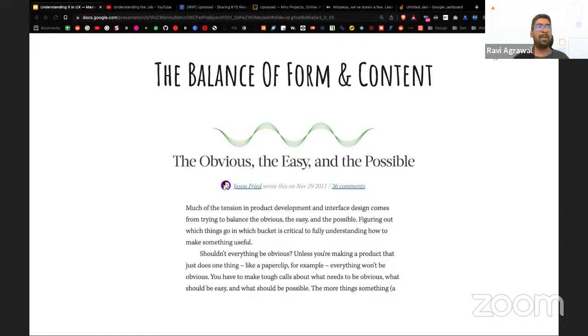So the balance that we maintain is by asking ourselves, is this the most obvious action that a user should be able to take on this particular screen? How easy should this action be? Should it be obvious? Should it be just possible? And if you're able to put all of your features or the actions that you want the user to take in this spectrum, you will be able to have a much better feedback session with your stakeholders, with your engineers, with all of your design partners.